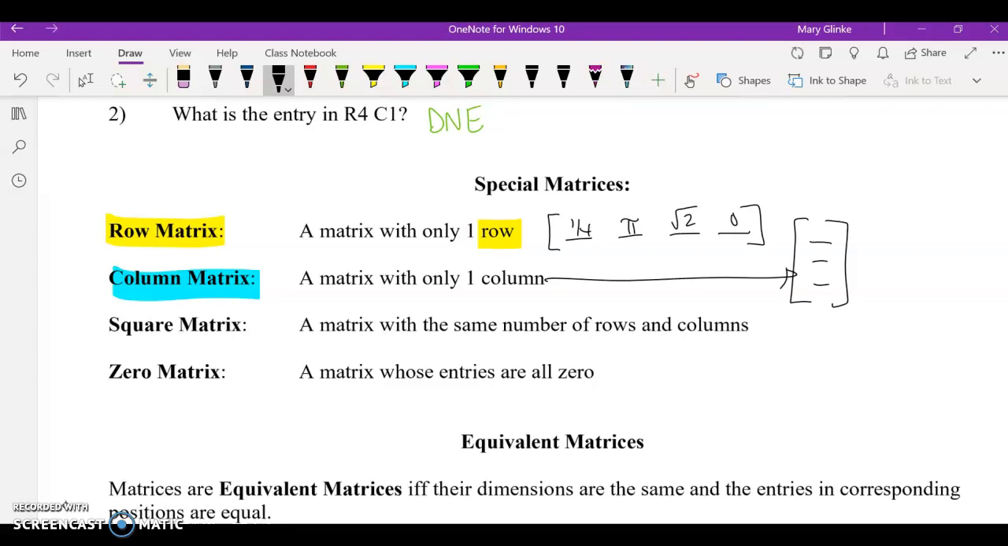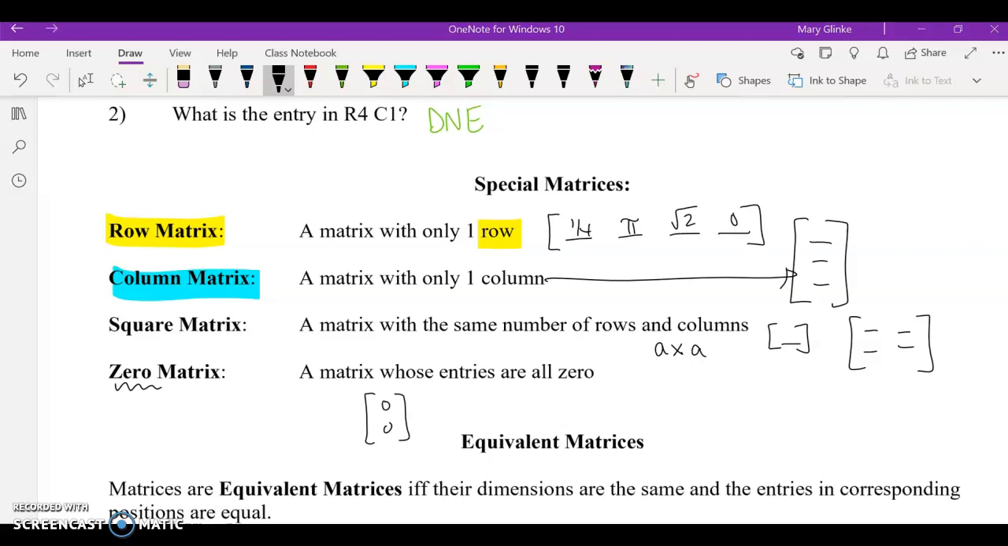A square matrix has the same number of rows and columns. So your dimensions would be something like A by A. A 1 by 1 works, or a 2 by 2, and so forth. Another special matrix is the zero matrix. It can be any matrix as long as every single entry in it is 0. So any number of rows or columns, but all of those entries are 0.